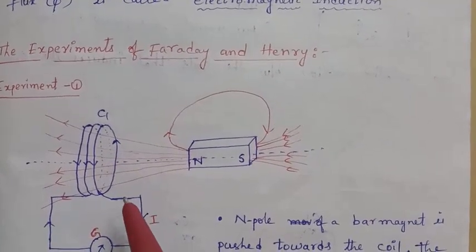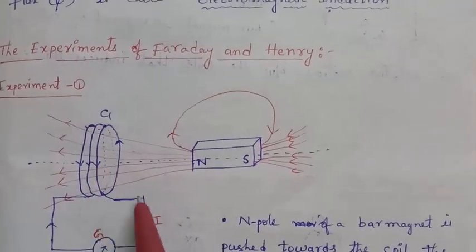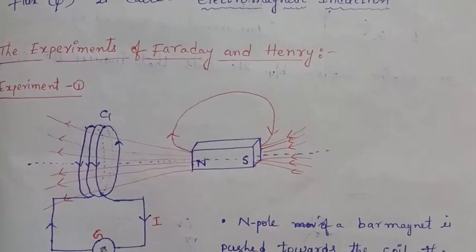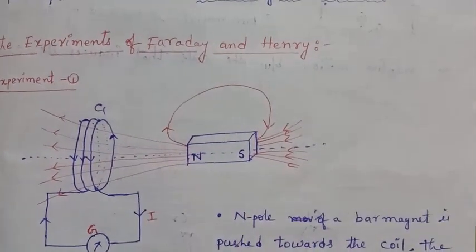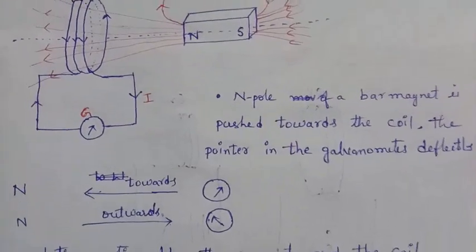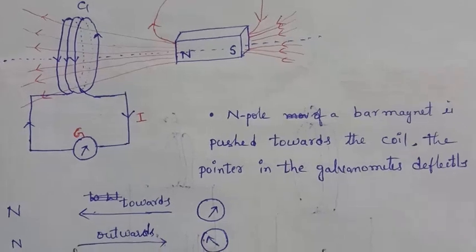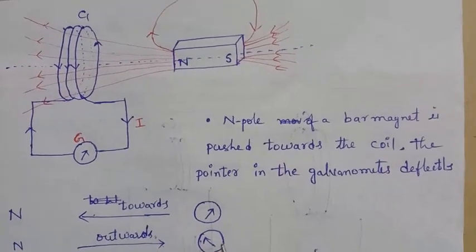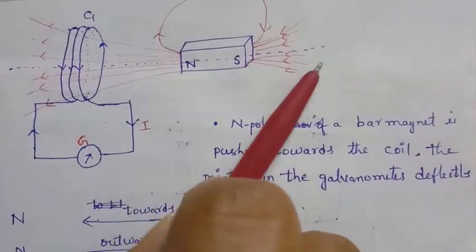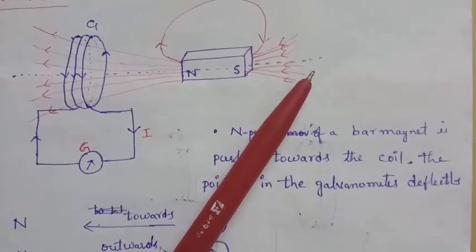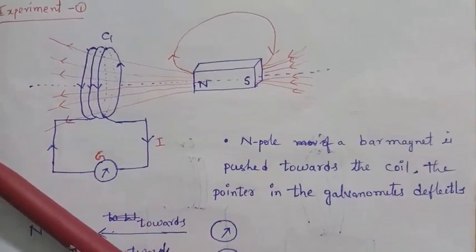How do we notice this? By connecting a galvanometer. This circular coil is connected to a galvanometer G. When the north pole approaches the coil, it shows a deflection, maybe like this. If the north pole is pushed towards the coil, the deflection is in this direction. If the north pole is withdrawn from the coil, it shows the deflection in the opposite manner.